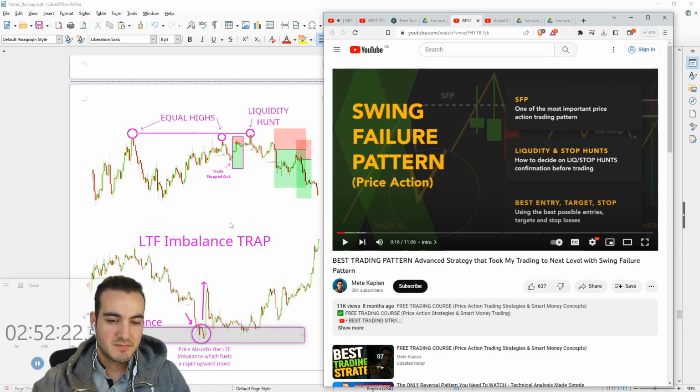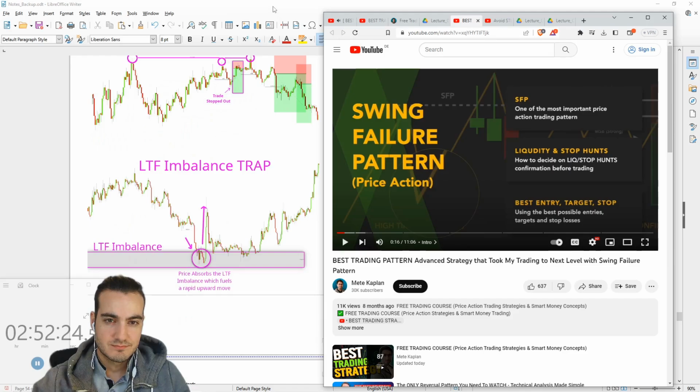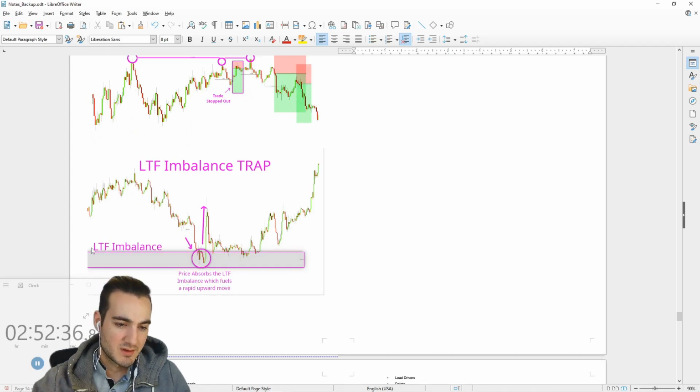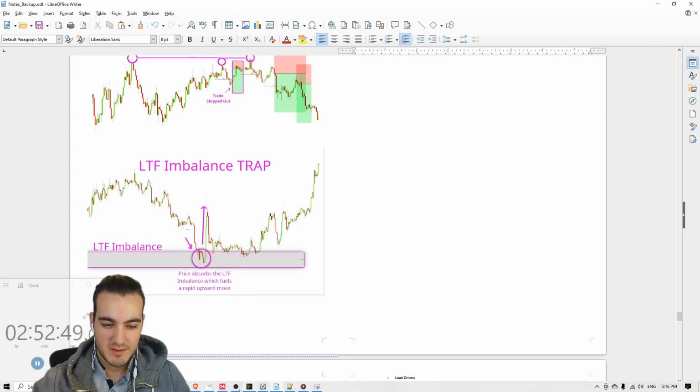I just noticed something. This should be high time frame imbalance trap. Not sure what I was thinking with the L. Definitely not low time frame. I use it all over the place. Maybe I was thinking long time frame. So we'll correct that real quick.